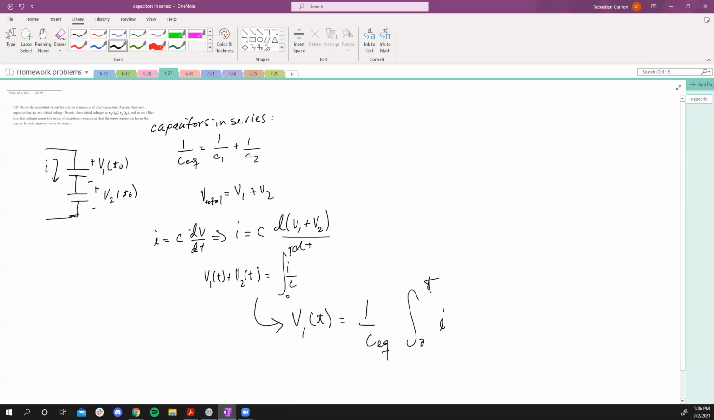So yeah, it says derive the equivalent circuit for the series. So essentially what I think this question is trying to ask is to derive this, right? Okay.